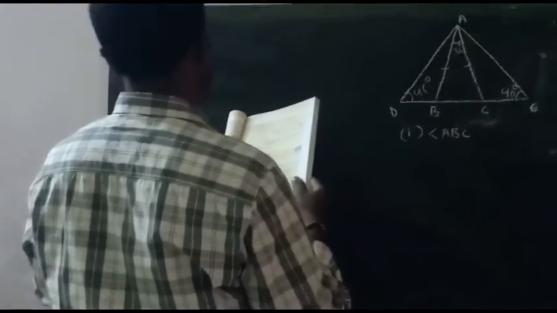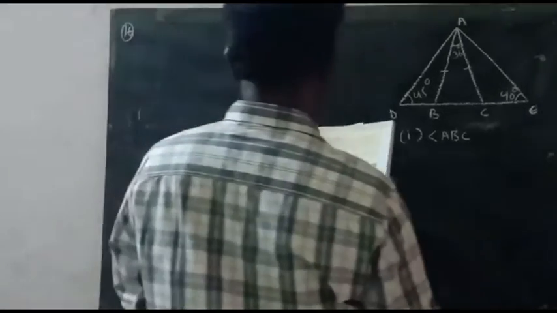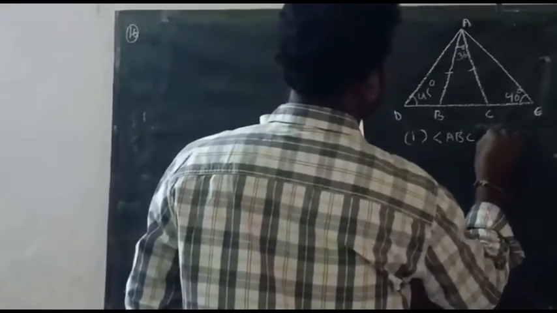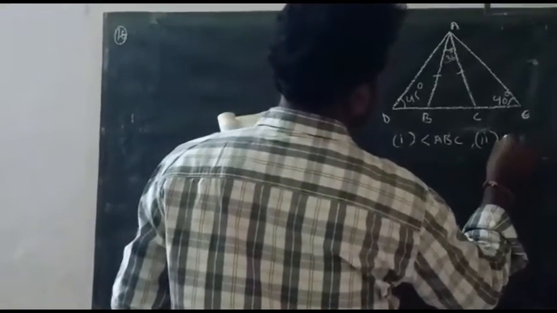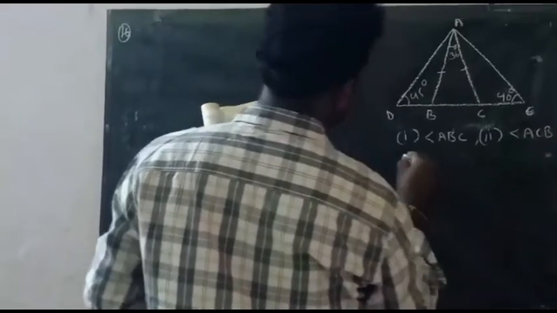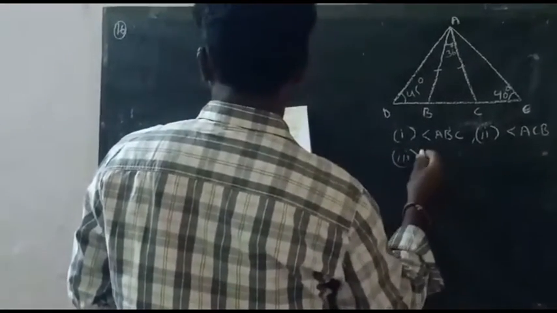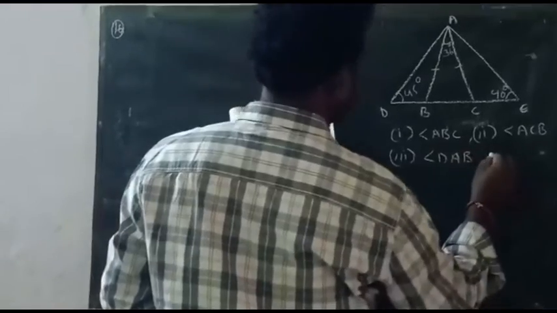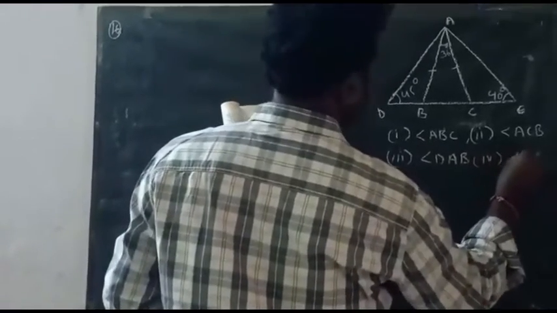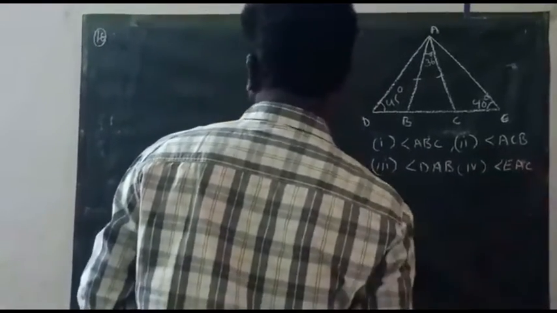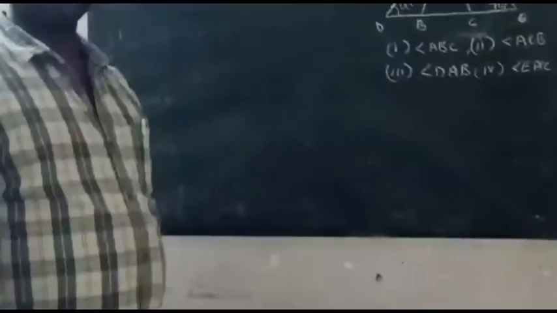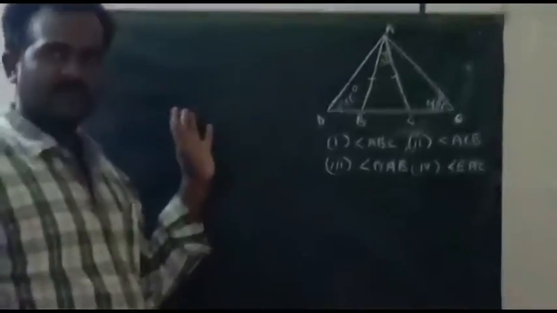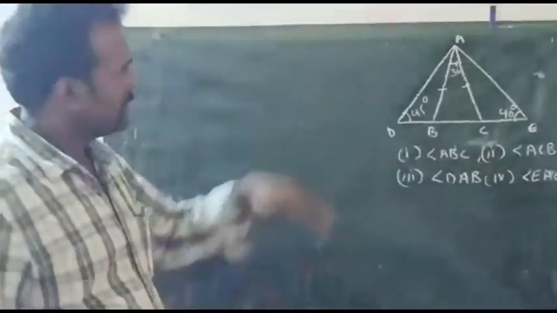Find angle ABC. Okay. Next, the second one is angle ACB. Third one is angle DAB. Next, fourth one is angle EAC. Okay, students, write the given data. I will explain this problem.